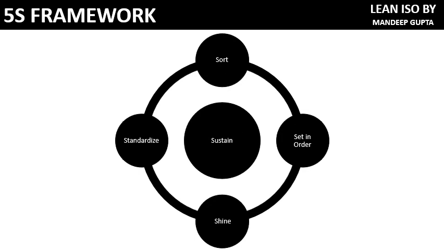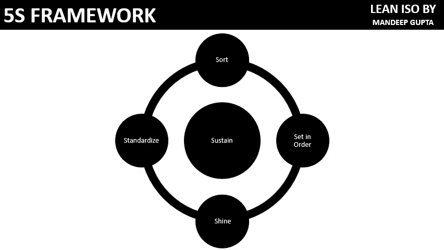Now in 5S, first is sort. When we talk about sort, you need to separate the things you need to keep from the things you don't need to keep. Second is set in order. Set in order means the things you have sorted and retained should have their own place. Number 3, shine. This was specifically meant for factories earlier. Shining means you need to clean the area, your work area, your tools. You need to remove the rust, the dust, etc.